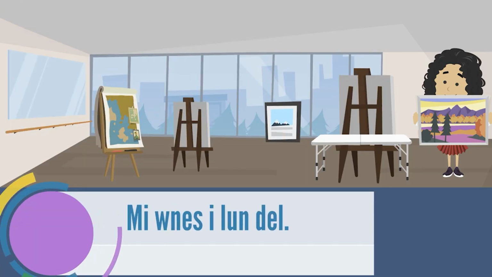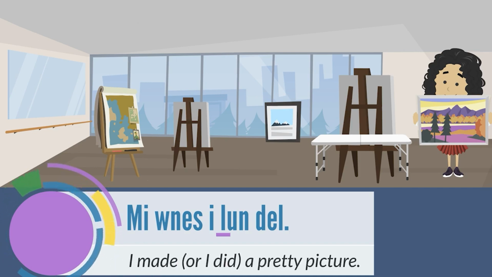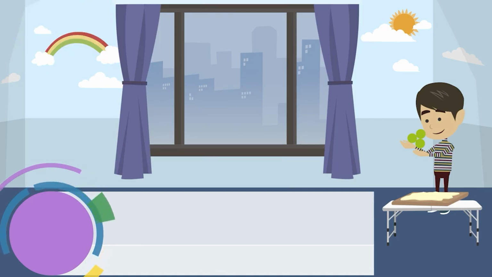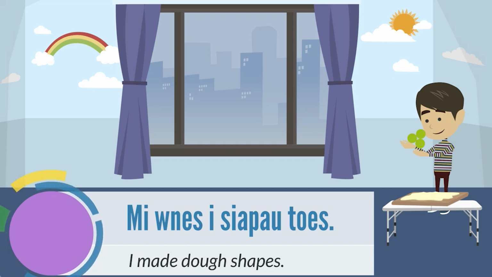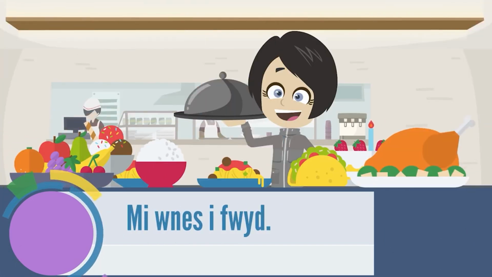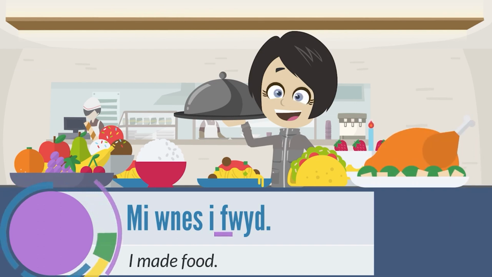Mi wnes i lun del. I made, or I did, a pretty picture. Mi wnes i siapiau toes. I made dough shapes. Mi wnes i fwyd. I made food.